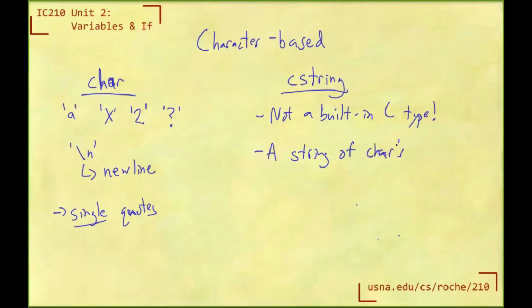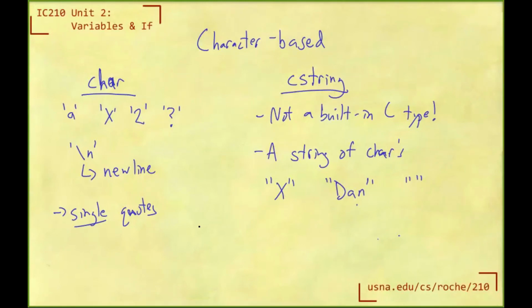So a C string we put with double quotes, and it could have length 1, so it could be like X. But when we use double quotes, that's a C string and not a char. But a C string can also have, of course, more than one character inside it, like there's my name. And it can also be empty. So if we just have a double quote and another double quote, that means an empty C string.